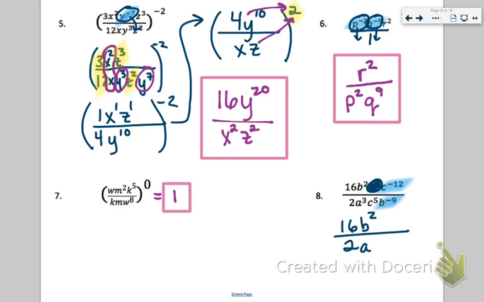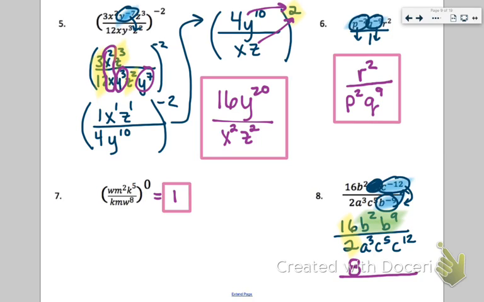So the b squared stays in the numerator, the a to the third c to the 5 stays in the denominator, but I'm going to switch. C to the negative 12 is going to bump down and become c to the positive 12, and then b to the negative 9 was in the denominator, but it was unhappy, so it's moving to the numerator to become b to the positive 9. Now let's do our subtraction rule, division rule. 16 over 2 reduces to 8 over 1, or just 8. It just has to be in the numerator.